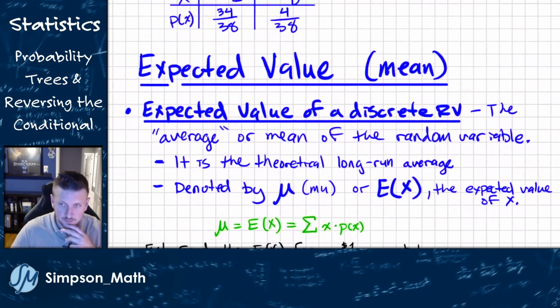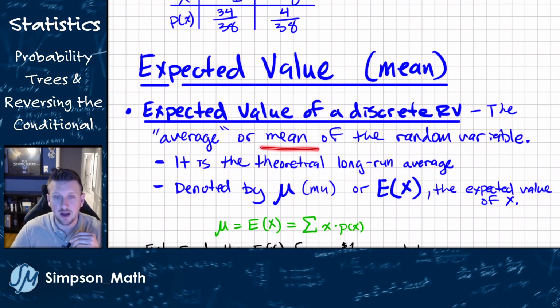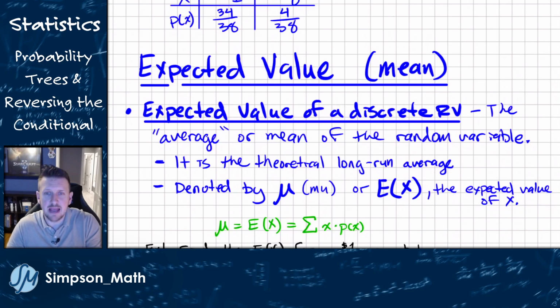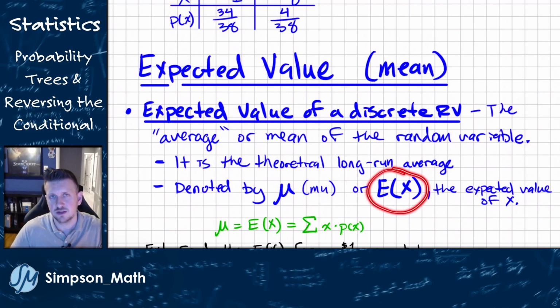So the expected value of a discrete random variable is the average, or more appropriately, the mean of a random variable. So it too is the physical balance point because it is that level of a mean. It's the theoretical long run average. So if I had a robot sitting there playing roulette for infinity, or approaching infinity, on average, how much was he winning or losing per game? We typically denote it by one of two things. We can do E of X, so that's just E for expected value, the expected value of X, or this mu symbol.